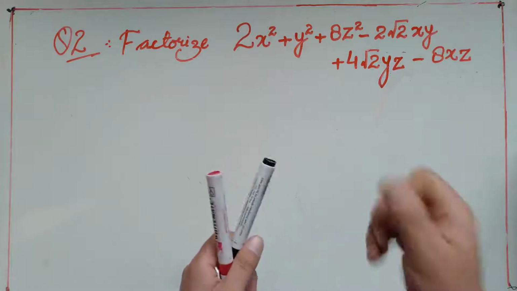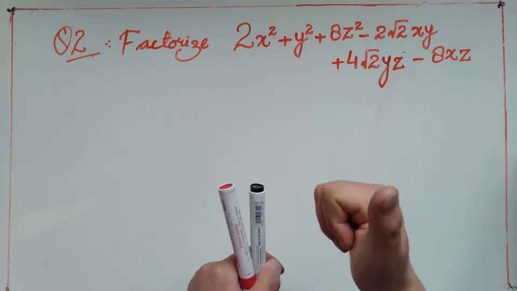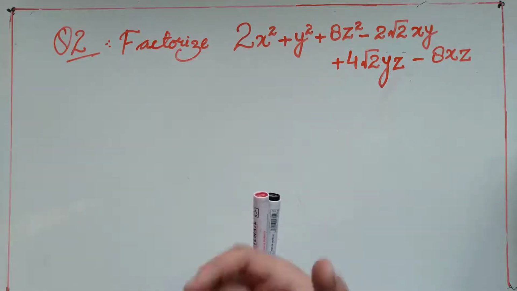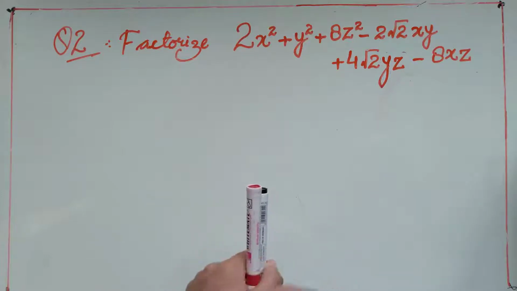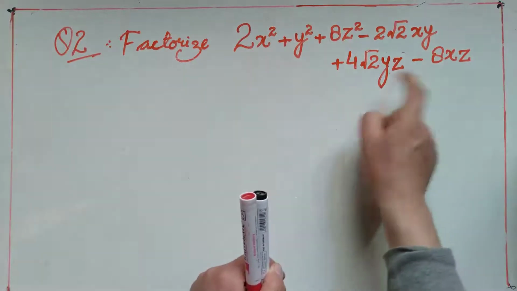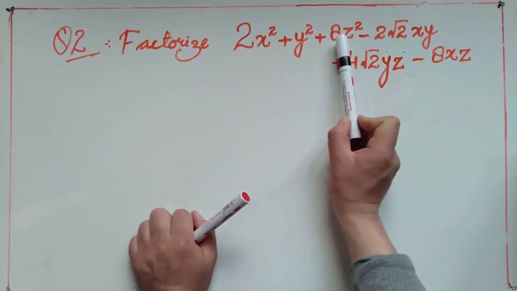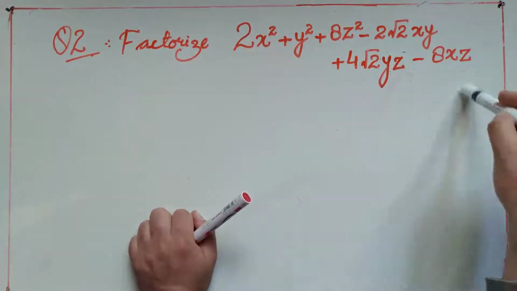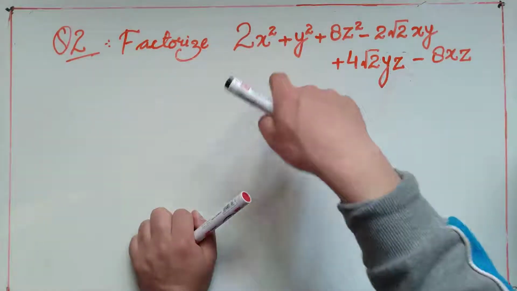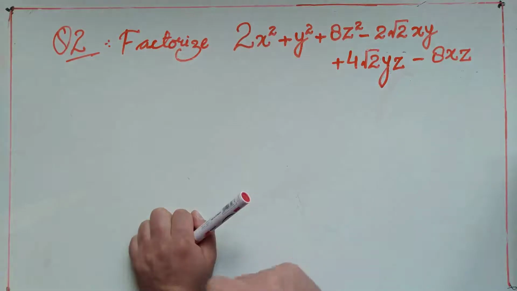Now, coming to the question, if you look at the question, it has 3 squares in it, and there is only one identity that has 3 squares in it. That is a plus b plus c whole square, which is equal to a square plus b square plus c square plus 2ab plus 2bc plus 2ca. And that is what this expansion is all about. But you can see that there are negatives and this is not a perfect square. So we will have to arrange this first into the proper identity.